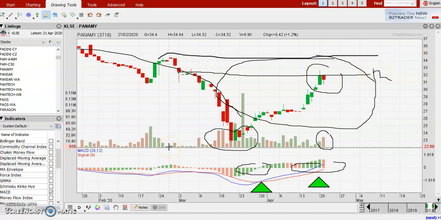So I do hope I made a clear explanation about how we can use the MACD to help us make decisions to buy or to sell. Okay, so that's all for MACD. Thank you very much for your time.